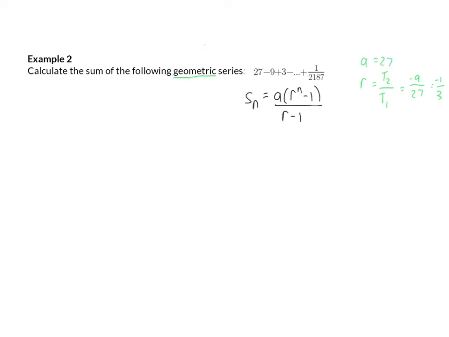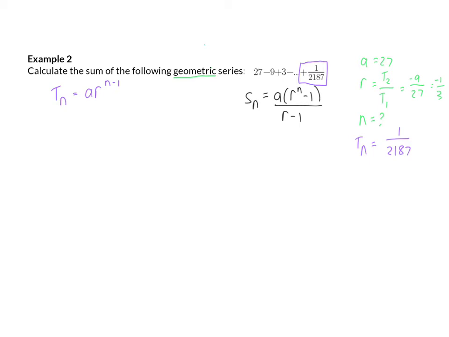Now if we're going to have a look at our sum formula, we need A, R, and also N, which we don't know. If you go and look at the information, you will see that we know the value of the last term. So that means we know that Tn is 1 over 2187. And therefore, we're going to start off using the Tn formula for geometric sequence first. And we're going to use that to calculate the number of terms.